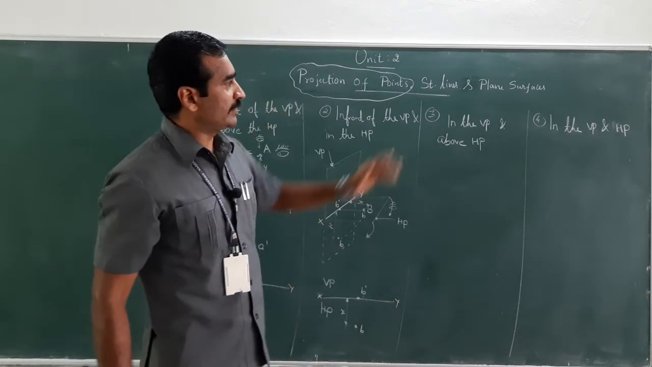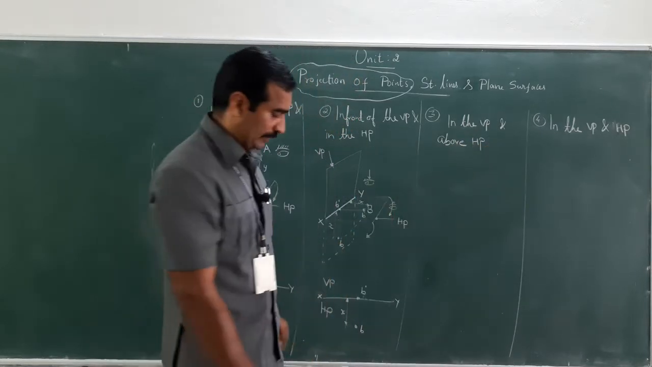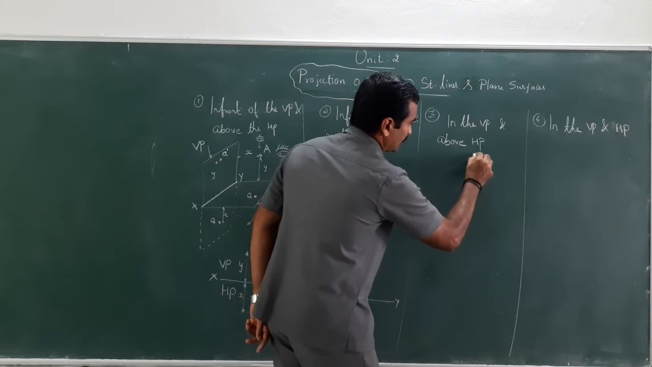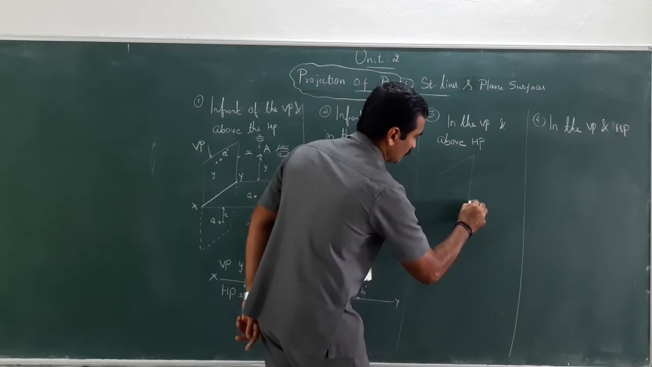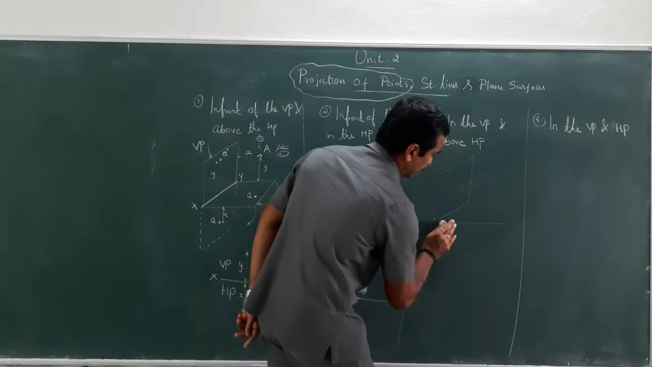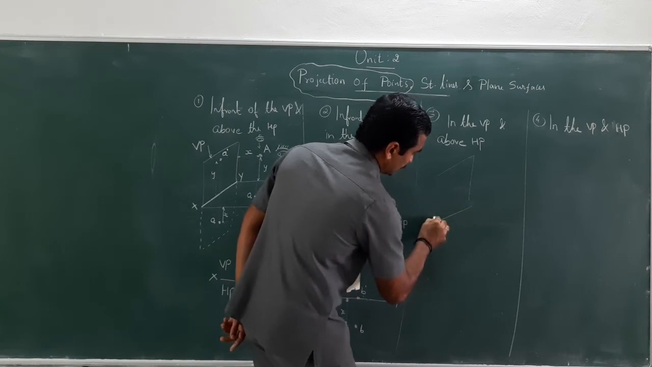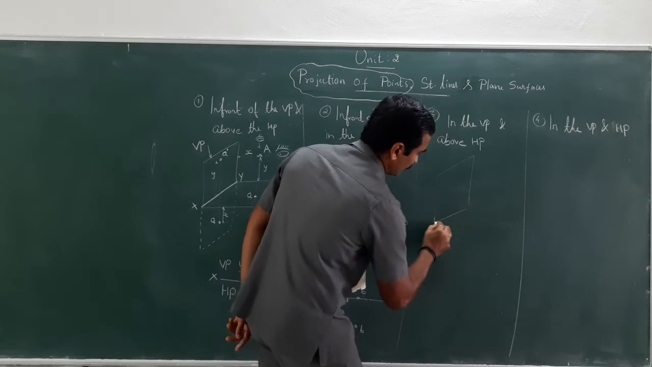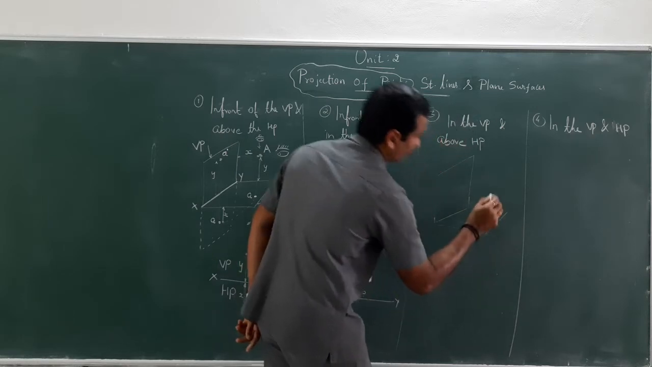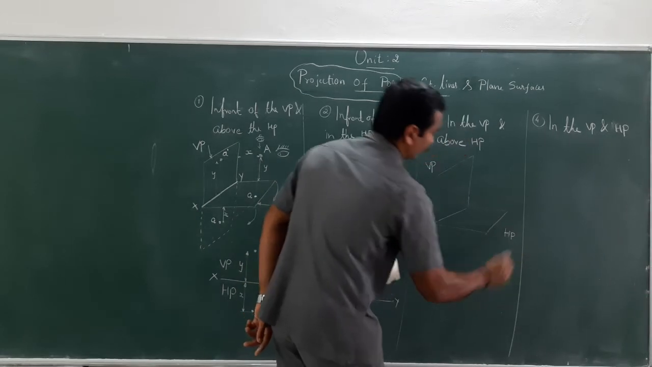Let me just move to the third condition. What it says, in the VP and above HP. By drawing the first quadrant, I need to place the object. The object here is a point, right? Let me just draw it. This is VP and this is HP.